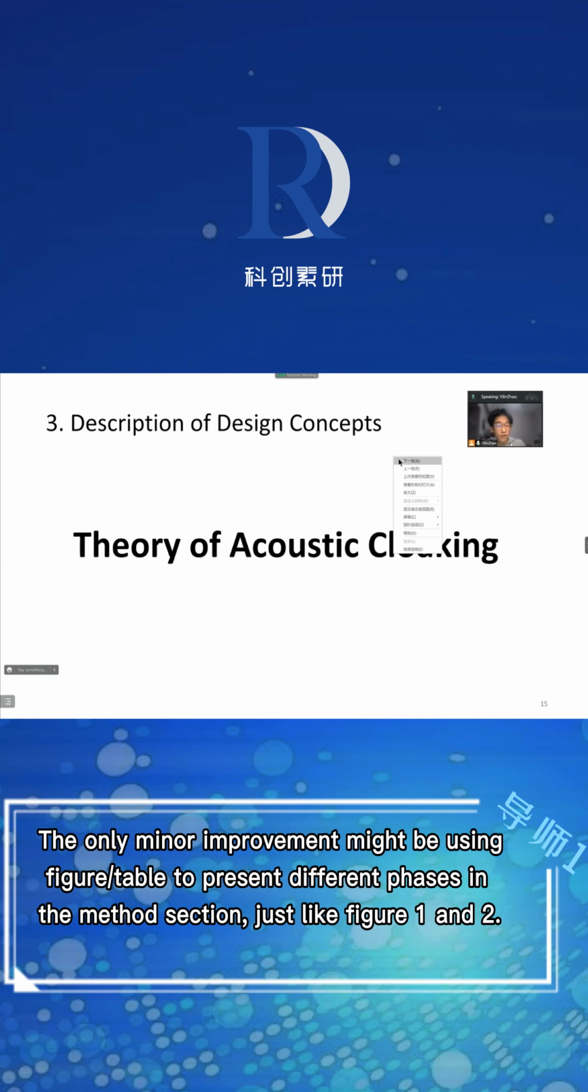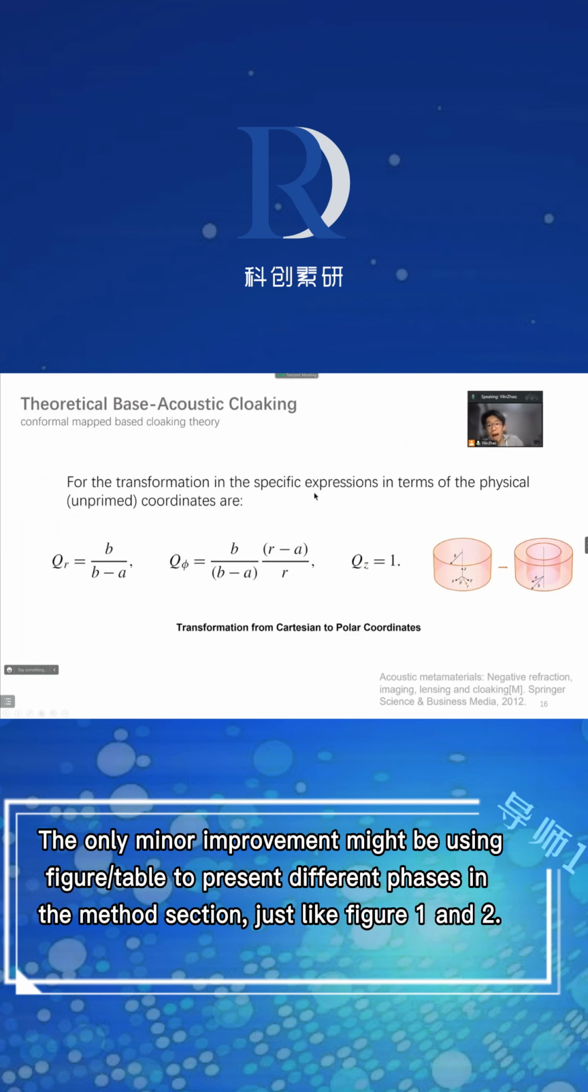And we will dig into the theory of acoustic cloaking, which is a conformal map-based cloaking theory, for the transformation in specific expressions in terms of the physical coordinates R. The purpose of the transformation is to transform the Cartesian coordinates to polar coordinates. You may ask the reason why. That's because the tubes are always in a circular shape, or mostly in a circular shape, so under polar coordinates it gets easy for us to analyze.